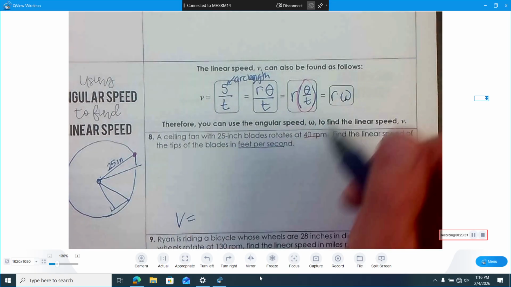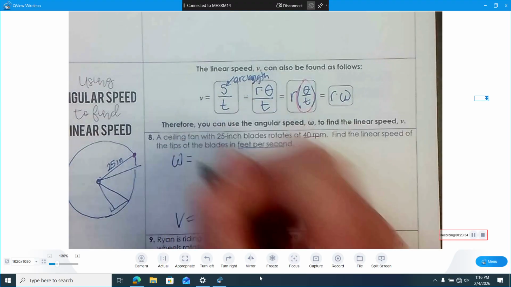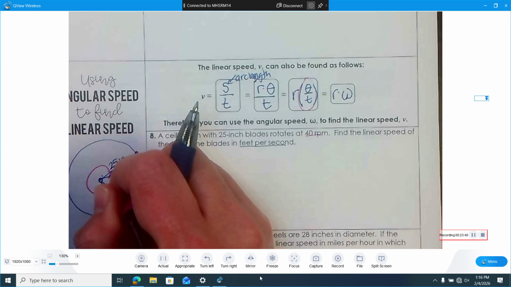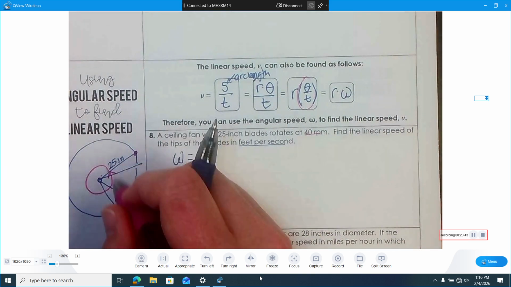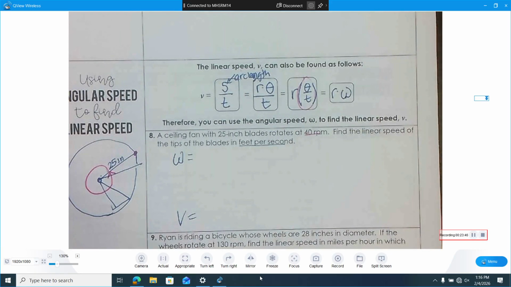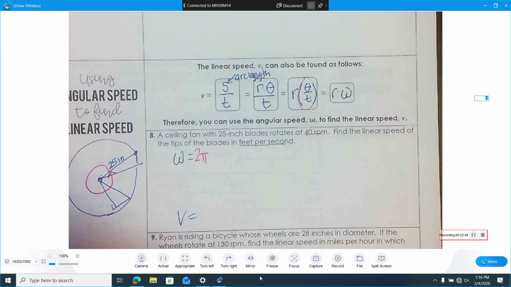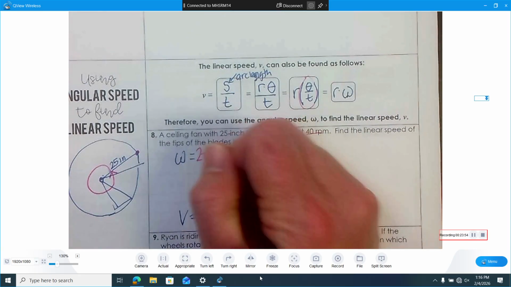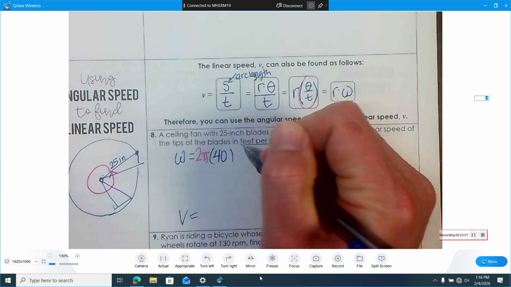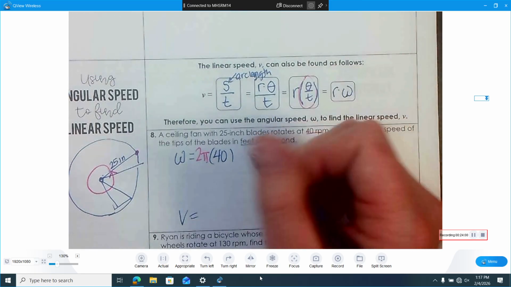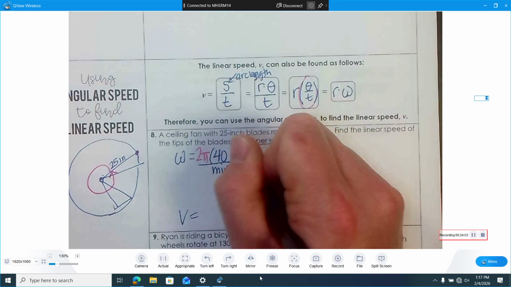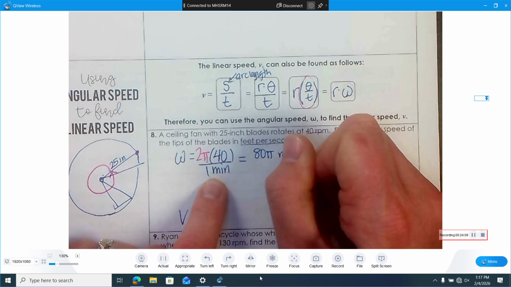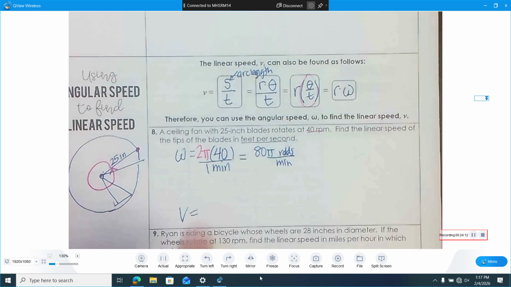We're going to start by trying to find the angular speed. So again, when I think about angular speed, I'm thinking about my central angle that's spinning around. One rotation, what's the angle for one rotation all the way around? 2 pi, yep. 2 pi radians. And how many rotations are we doing here? 40 rotations per minute. And so we get 80 pi radians per minute for our angular speed.